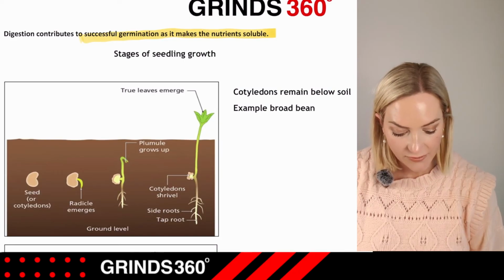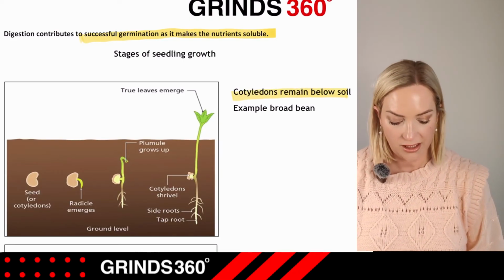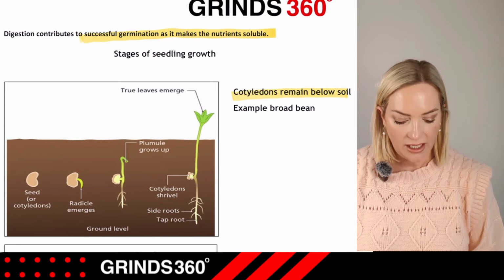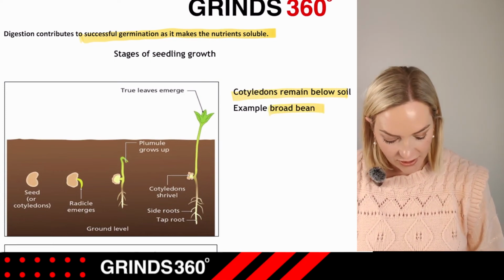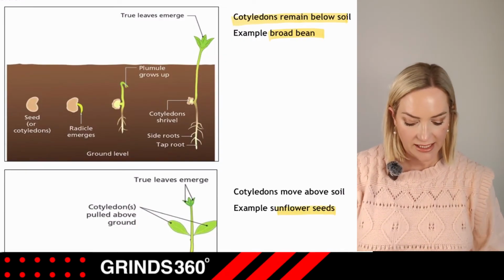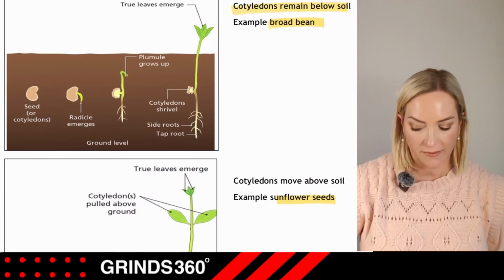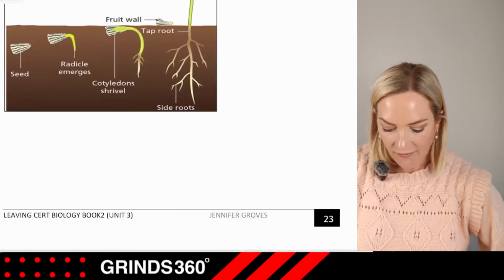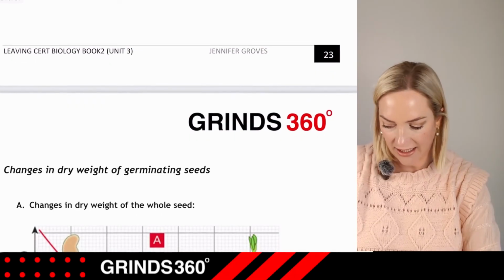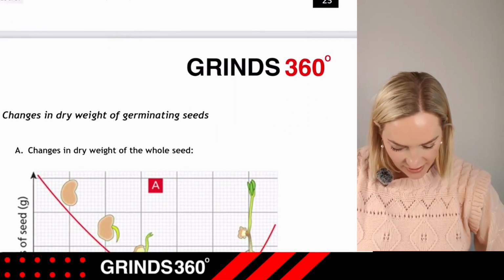So cotyledons, what happens with cotyledons is they can remain below the soil. Your example is a broad bean, so that's your dicot. Cotyledons can move above the soil, example sunflower seeds, so that's your monocot. And again, I'm showing it there with your leaf venation. Now I've added this in here, and I'm going to have a question. I'll do a question on this, just checking my time.